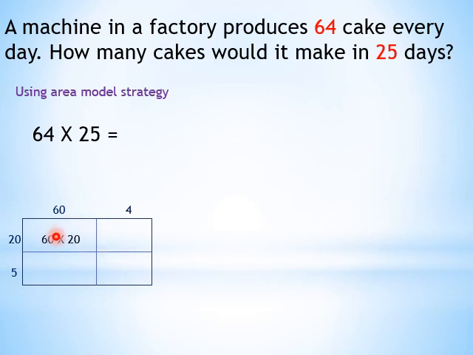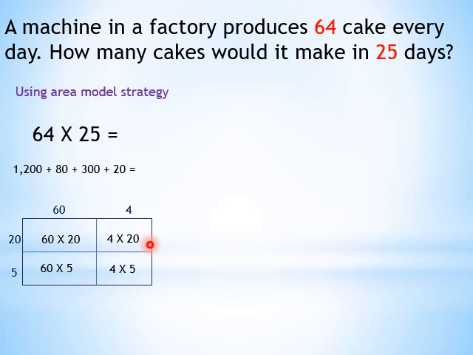So the area of this rectangle is 60 by 20. And to get the area of this rectangle, it will be 4 by 20. And here I will say side by side, 60 by 5. And here 4 by 5. Now I will get all the products and add them all together. So 60 by 20, I'll drop down the two zeros. 6 by 2 equals 12, so it will equal 1200.